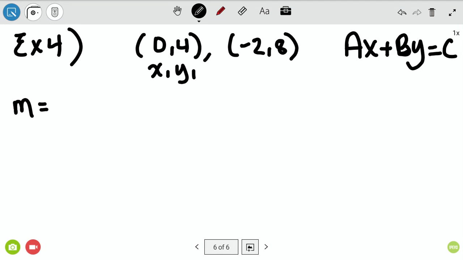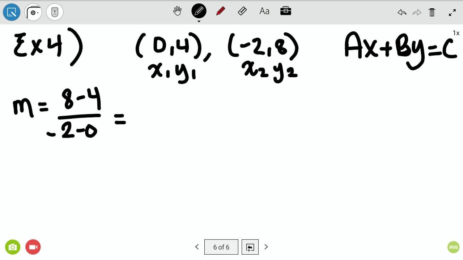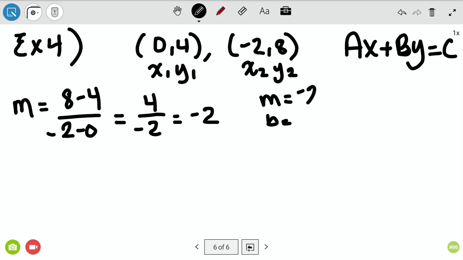M equals. I'm going to name my points here. I've got x1 and y1 and x2 and y2. And my slope formula is y2 minus y1, so 8 minus 4 over x2, which is -2 minus 0. 8 minus 4 is 4. -2 minus 0 is just -2, and then that reduces to -2. So I have an m. But in order to graph, or at least in order to start out, I need an m and I need a b. I just found my m to be -2.